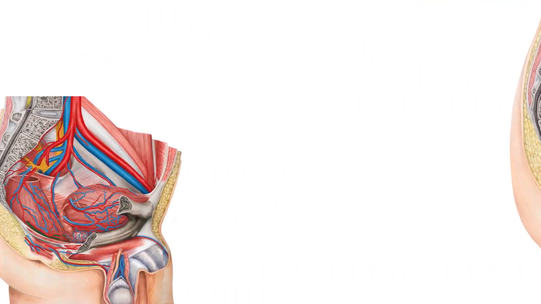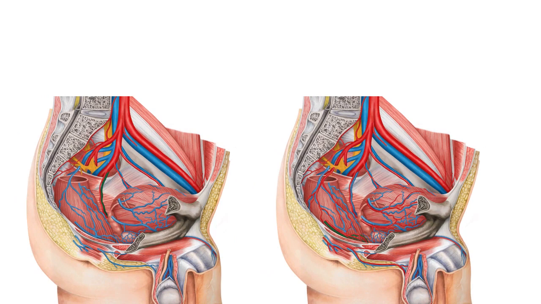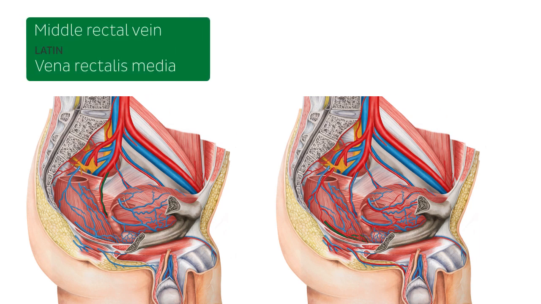The next veins we're going to be highlighting here, as you can see on the image on the left side, you see the left one, and on the image on the right side, we're highlighting the right one. These are then the middle rectal veins, similar to what we've seen when we talked about the arteries.